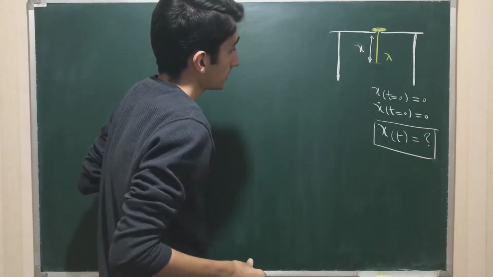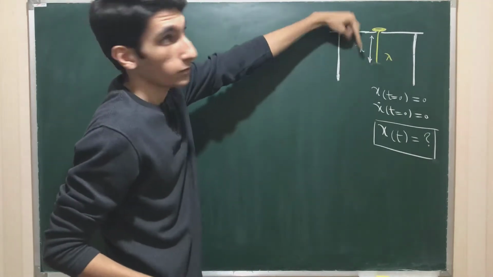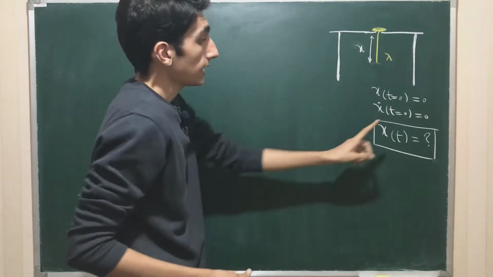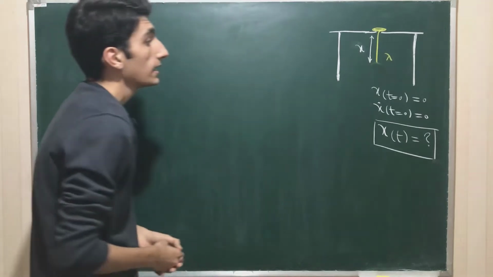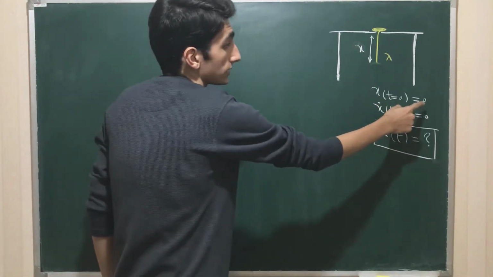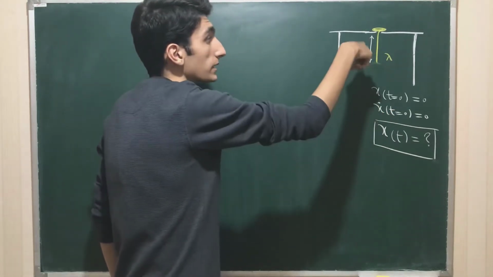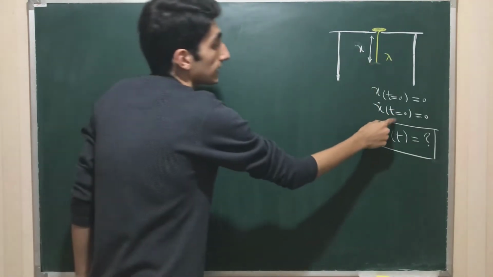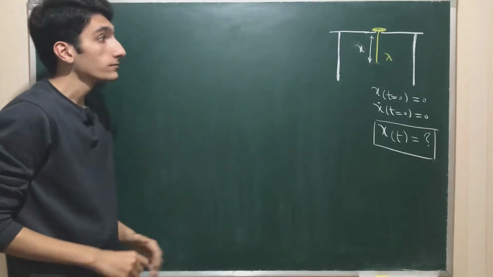We're trying to find out x, the length of the part of the rope which is hanging and falling down, as a function of time. With these initial conditions, x when t is 0, and x dot, the speed of the falling rope, is also 0 when t is 0.